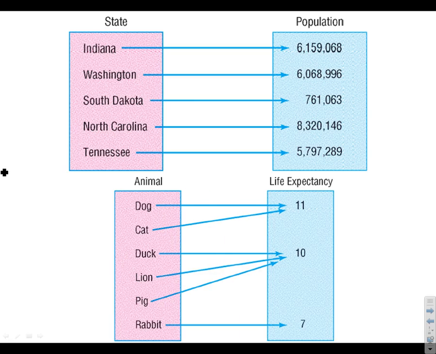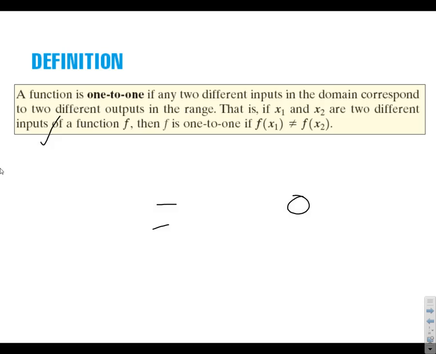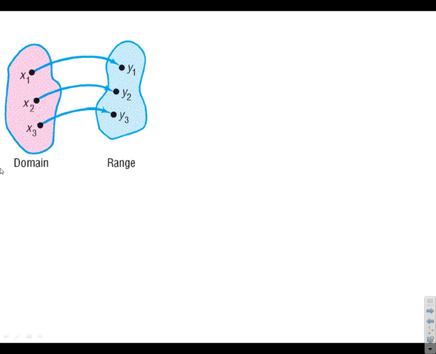All right, so this first one works, but the second one doesn't because 11 is coming from the cat and the dog. Not allowed. Every input has to have one independent output. All right, so a function is one-to-one if any two different inputs in the domain correspond to two different outputs. That's the key. Every input has to have its own specific output to be one-to-one.